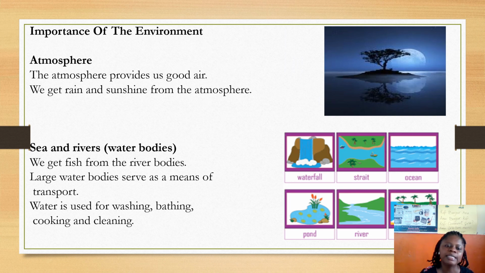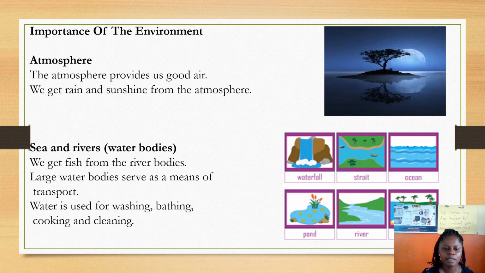So what do we get from the environment? What is the importance of the environment? The first importance of the environment is that we get air from it. The atmosphere in the environment provides us with air. It also gives us rain and sunshine. They all come from the atmosphere.